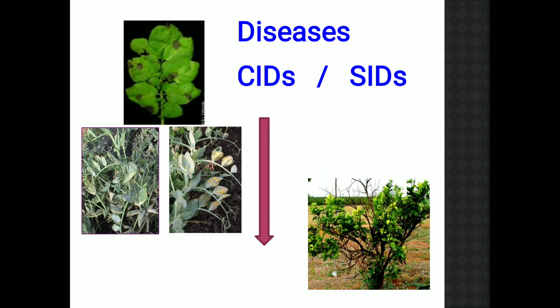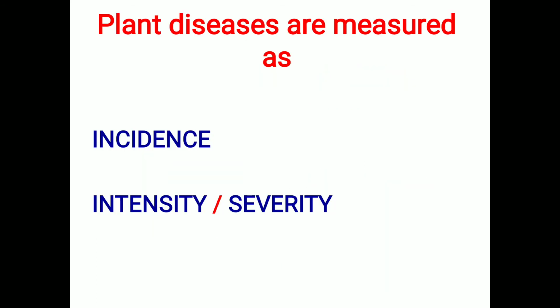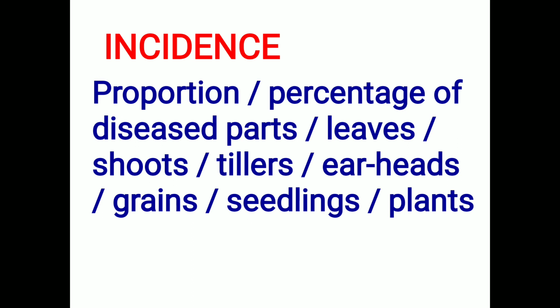The next topic: plant diseases are measured as disease incidence and intensity, or disease severity. So let us see what is meant by disease incidence and what is meant by disease intensity or severity, and how each is calculated.